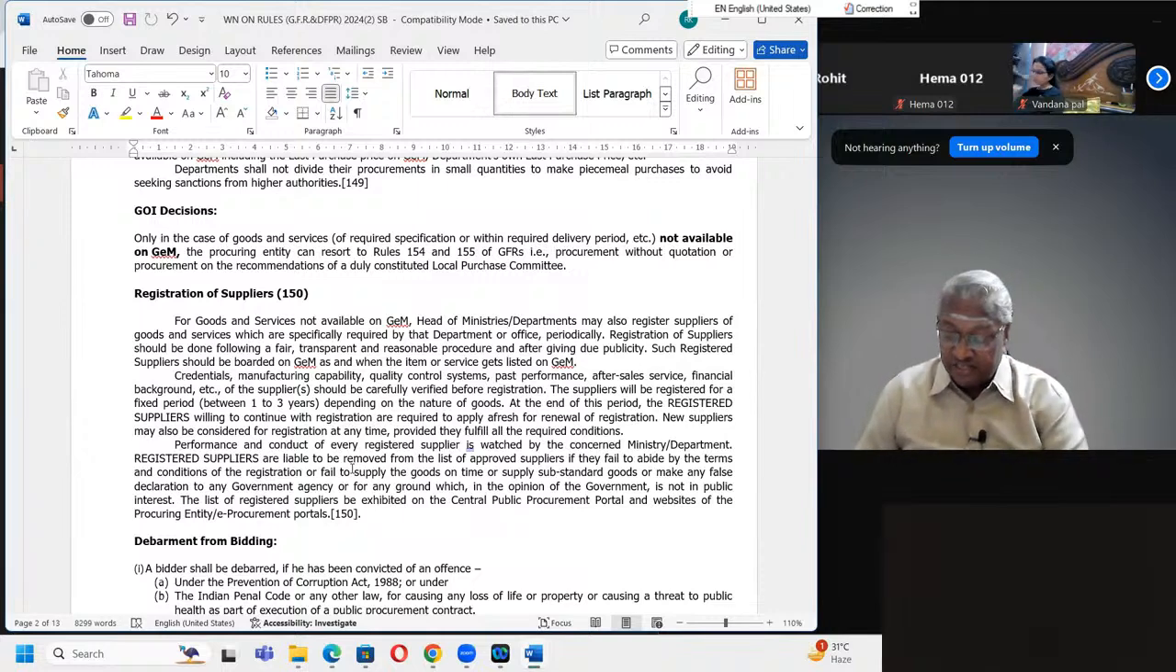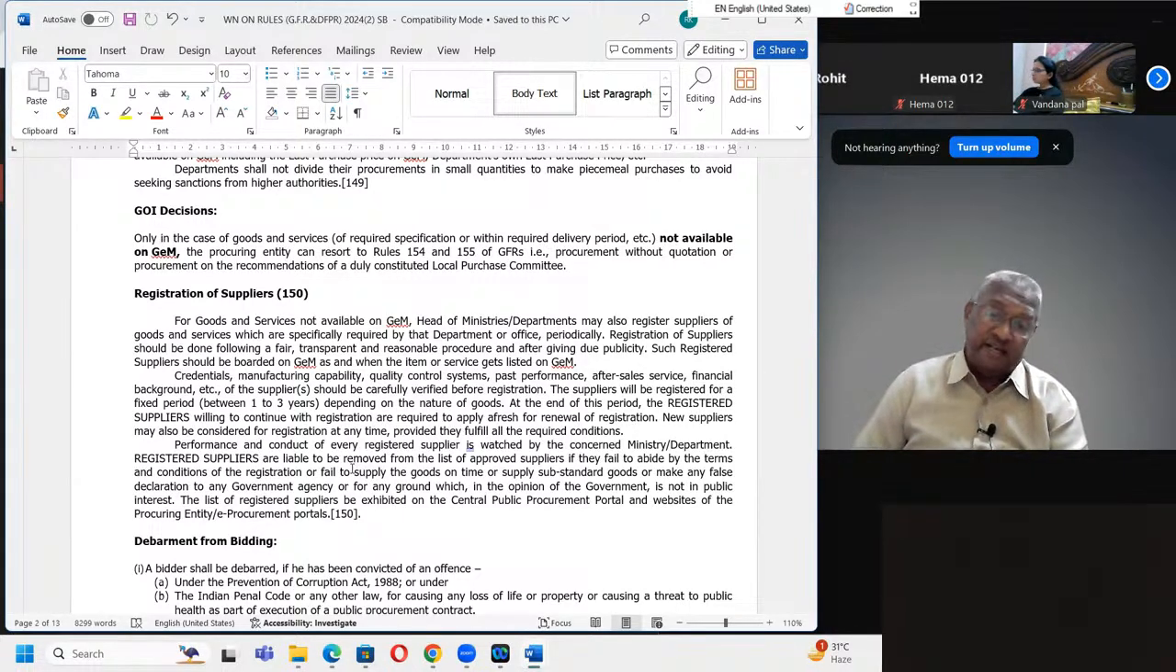Then financial background. You may quote the lowest price, but if the tender is for 10 crore pieces of this item and on getting the order they are not able to supply, that also happens. The lowest price is of a particular company, but when required to supply, they are not able to meet the demand. So these things have to be carefully verified before registration.